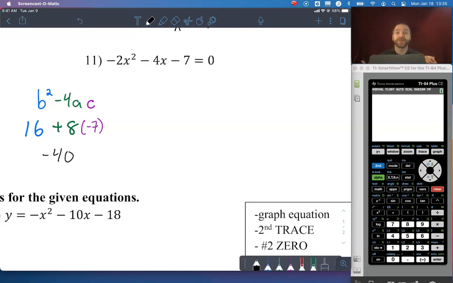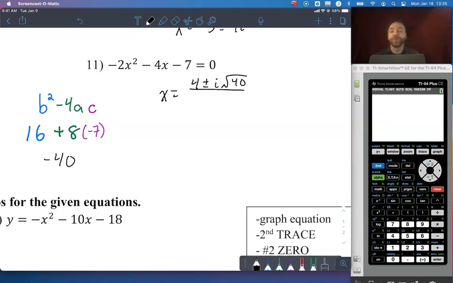40, not a perfect square. So I'm going to have to simplify my radical. So x equals negative b. So the negative of negative 4 is a positive 4, plus or minus. I'm going to pull the negative out right now and do i square root of 40 over 2a. Interesting. a is negative 2, so that's going to be a negative 4 on the bottom.